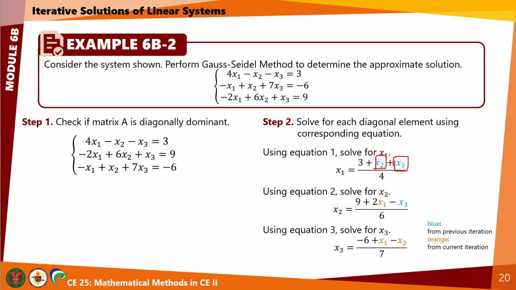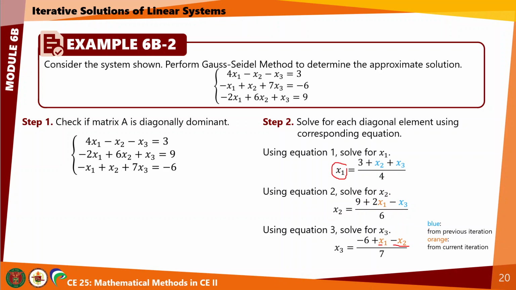So, for x sub 2, as you can see, naka-orange na yung x sub 1. Bakit? Kasi we have already previously solved yung value ng x sub 1 sa current iteration. So, pwede natin i-apply yun. However, sa x sub 3, naka-blue pa rin kasi wala pa namang value sa x sub 3 sa current iteration. So, gamitin pa rin natin yung value niya from the previous iteration. Okay, and finally, kay x sub 3, x sub 1 and x sub 2 na yan.